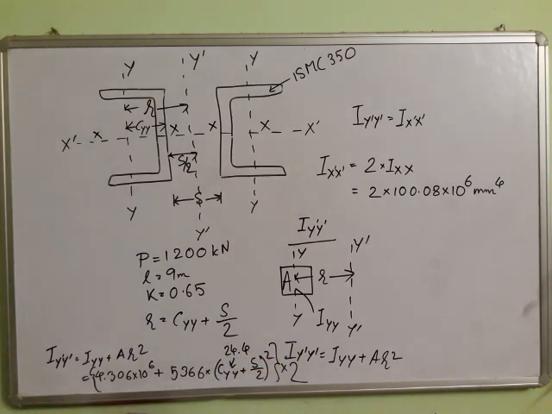So this is the y' value for the built-up column section. Okay, so now what we have to do is, Iy'y' we have got, Ix'x' we have got. We just have to equate them, and from the equation, let us see how it looks.